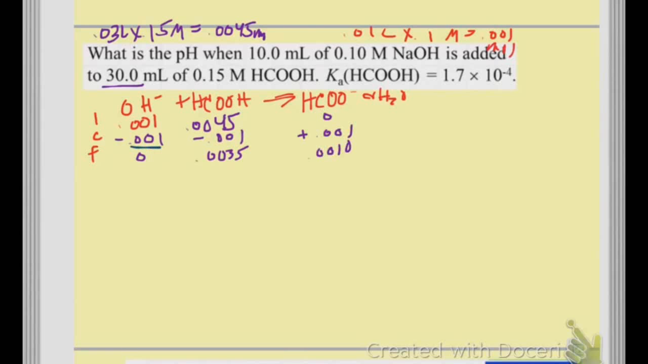But I'm going to make some formate ion, okay? So at equilibrium, this is what I have. So this is a buffer, right? I'm still in the buffer region. I'm not at the equivalence point yet. So I can use Henderson-Hasselbalch, okay?